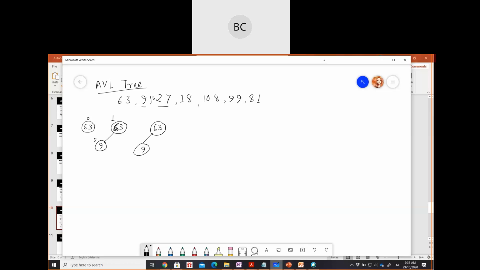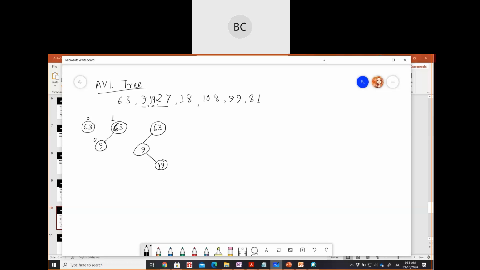Let's add another number here. Okay, first we have 99. Step 1. We have 19. 19, where will we add it? Right. So 19 we will add here because it's greater than 9. So for a binary search tree, all the numbers less than the root node will be on the left side and the numbers greater than the root node will be on the right side.